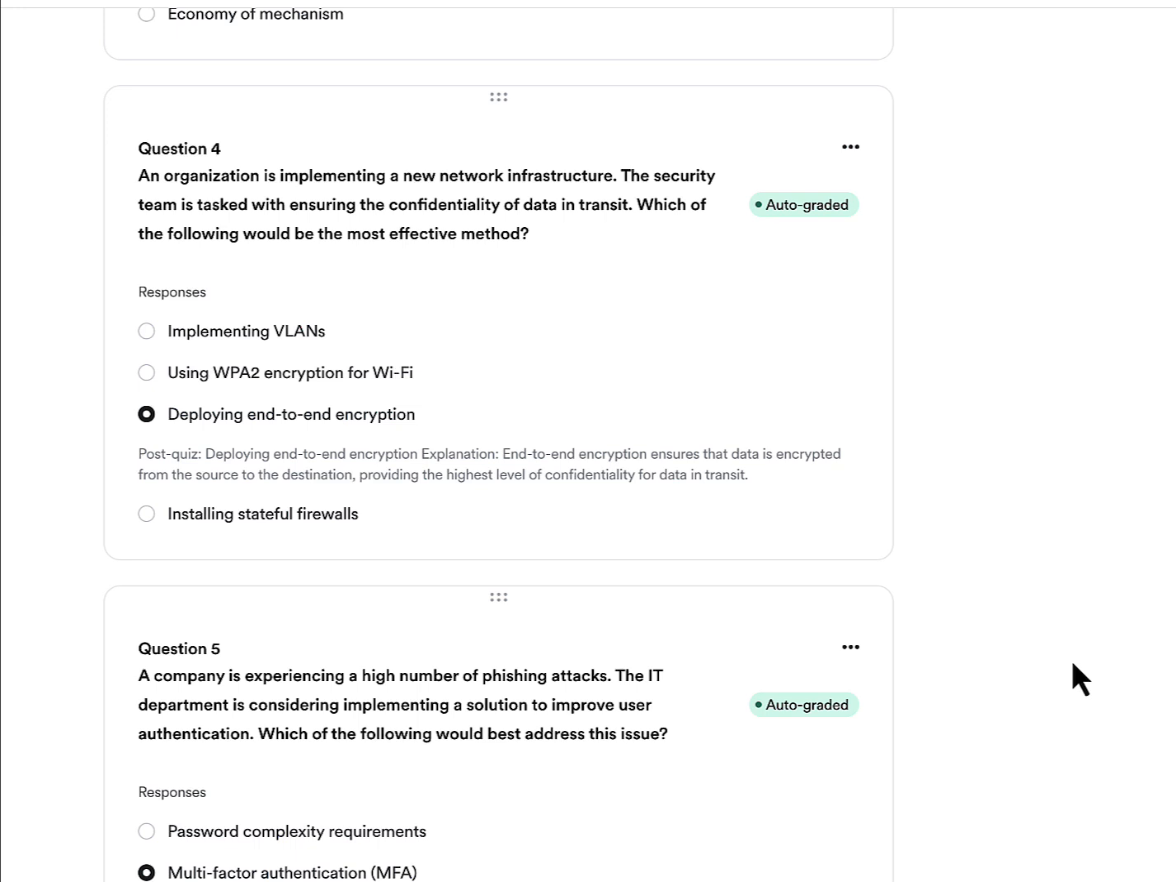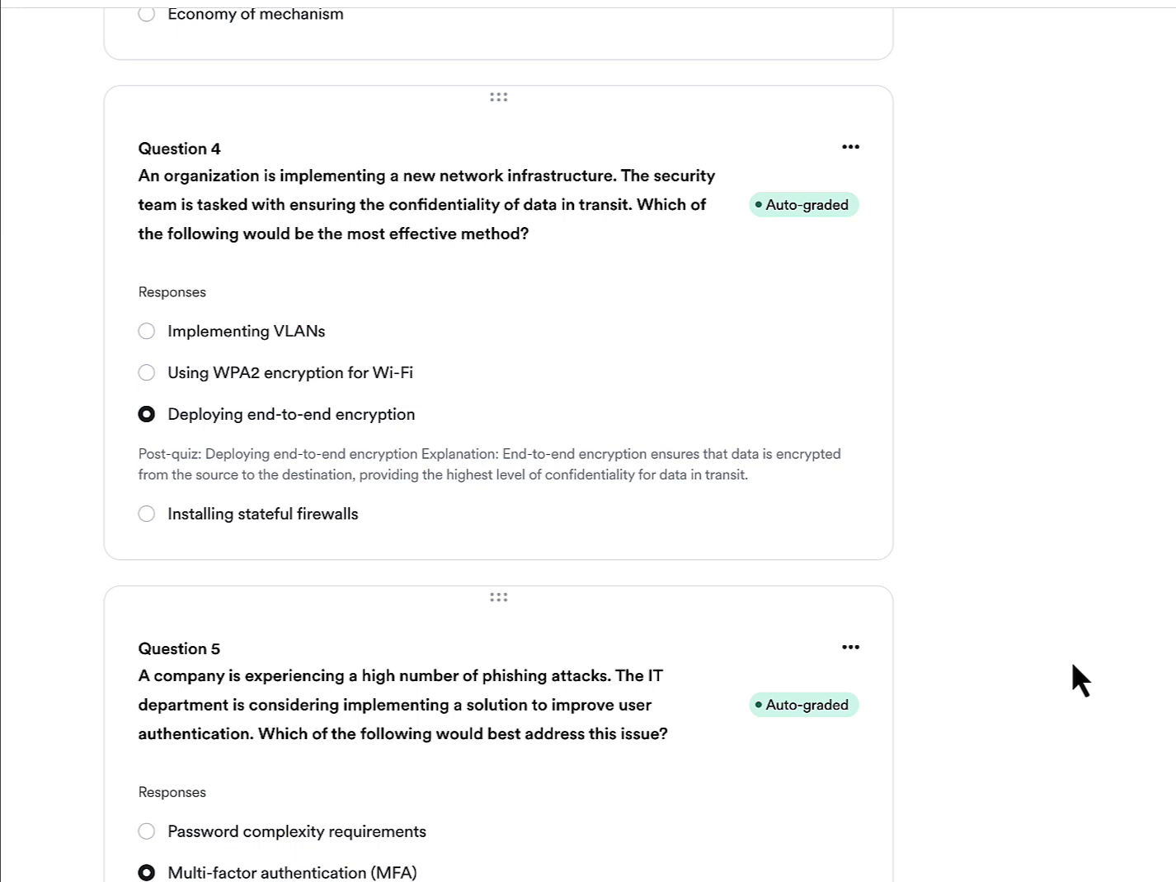Question 4. An organization is implementing a new network infrastructure. The security team is tasked with ensuring the confidentiality of data in transit. Which of the following would be the most effective method? A, implementing VLANs. B, using WPA2 encryption for Wi-Fi. C, deploying end-to-end encryption. Or D, installing stateful firewalls.